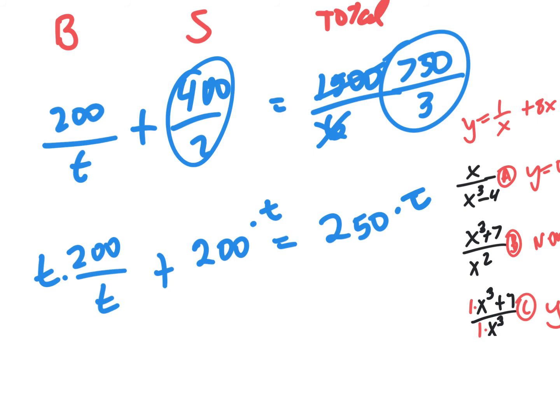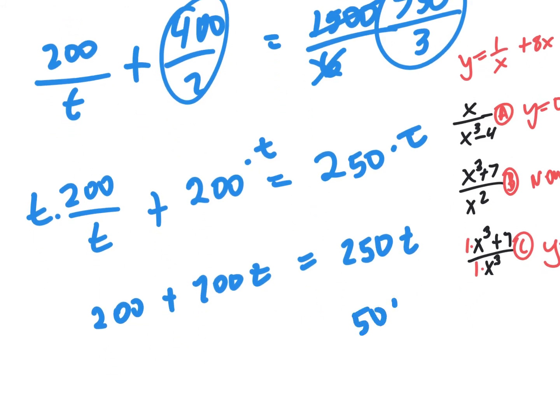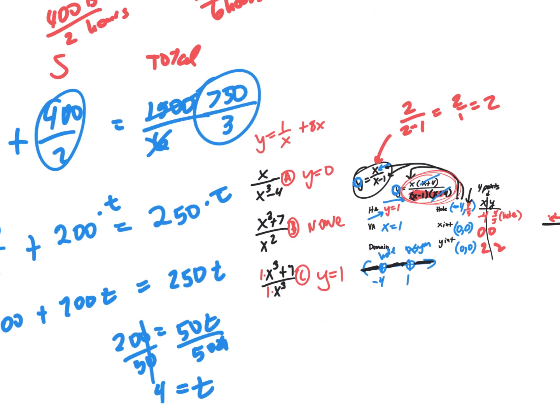Got to clear those fractions. That's a top 20 skill. 200 plus 200t is equal to 250t. Subtract 200t from both sides, and I have 50t equals 200. Divide by 50. And it's 4. Raise your hand if you had 4. Okay, awesome. All right, so that's the rate plus the rate equals the rate kind of question.